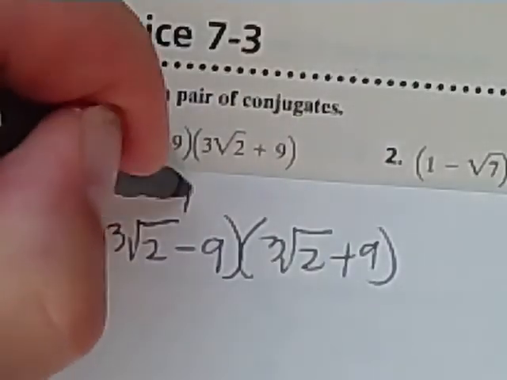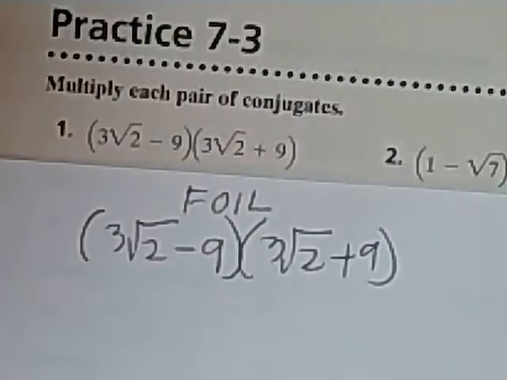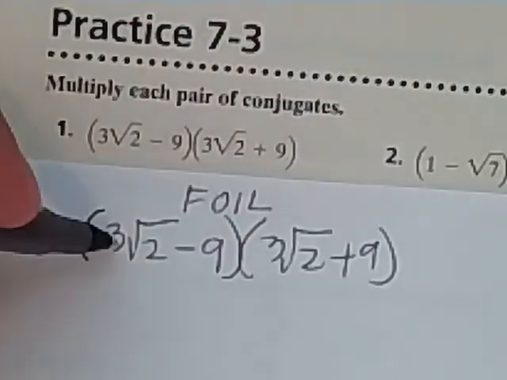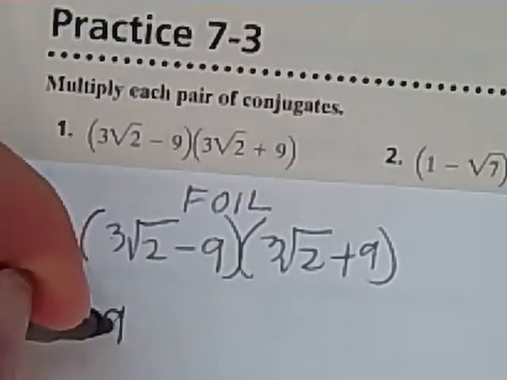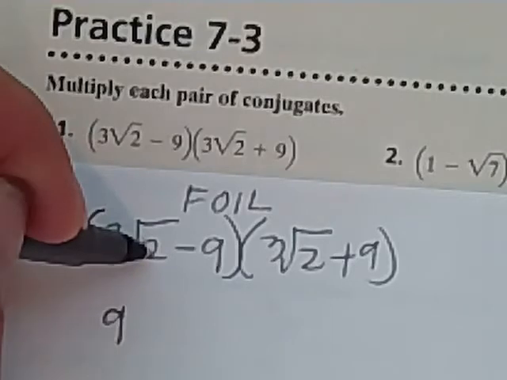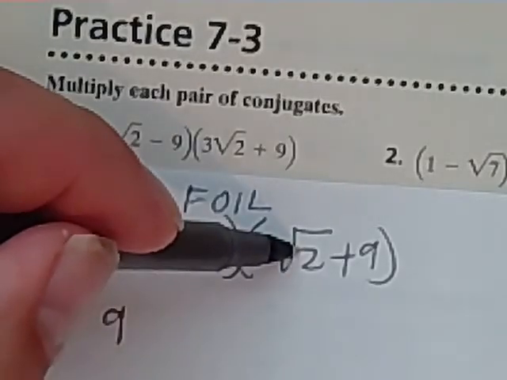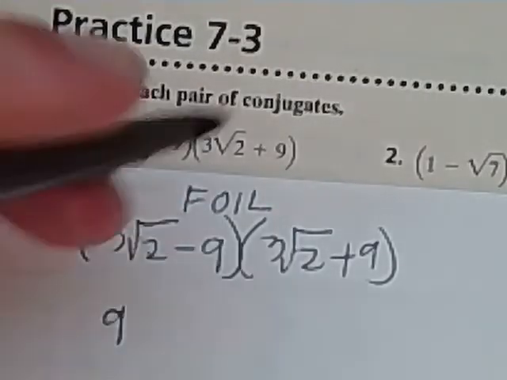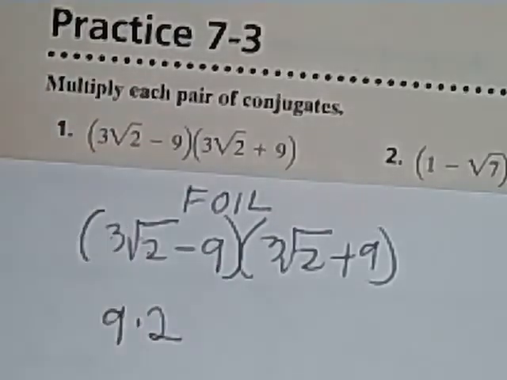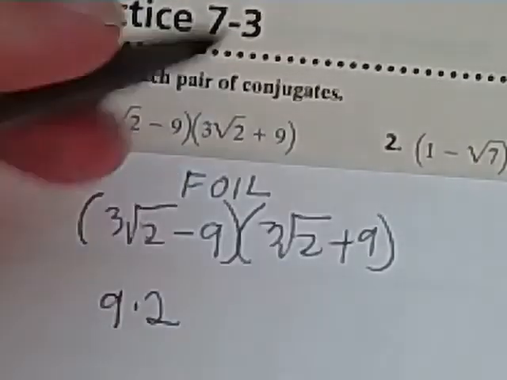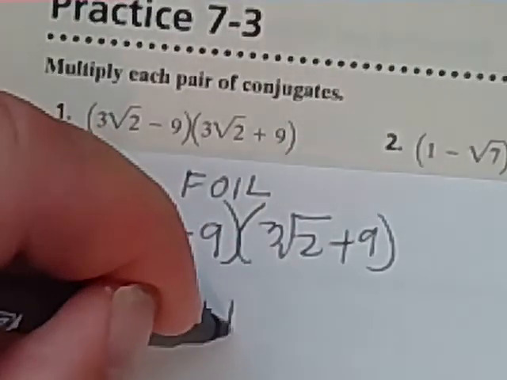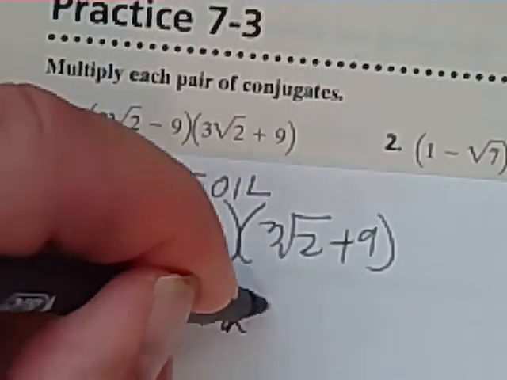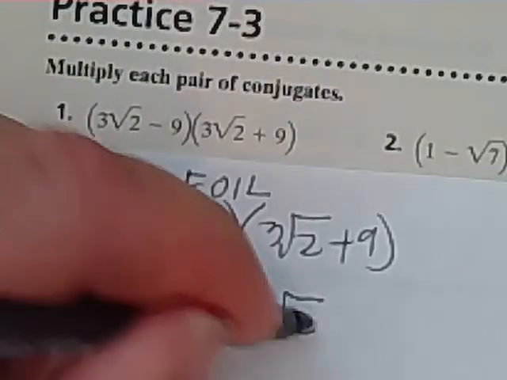As always, you're going to do FOIL. First, outer, inner, last. 3 radical 2 times 3 radical 2 is 9 times the square root of 2 times the square root of 2. Well, the square root of 2 squared is 2. Sorry if I went too fast. For the outer terms, it's going to be plus 9 times 3 is 27 times the square root of 2.